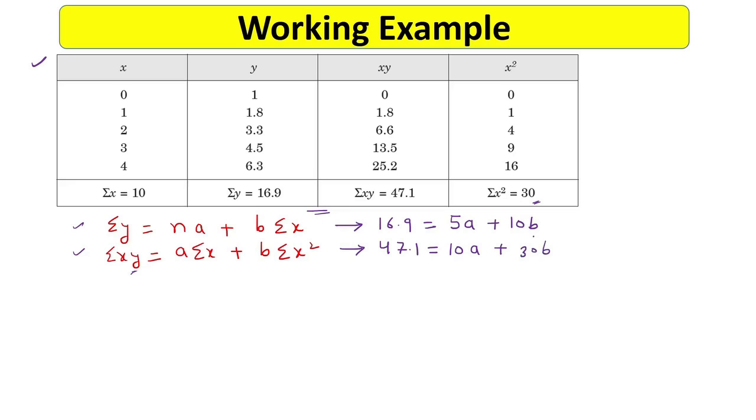So these are the two equations that we have found after putting the various values of the summation. Now our aim is to find the values of a and b from these two equations. And how can we find the values of a and b from these two equations? As we know, we have two equations and two variables, a and b. We have to find the values.